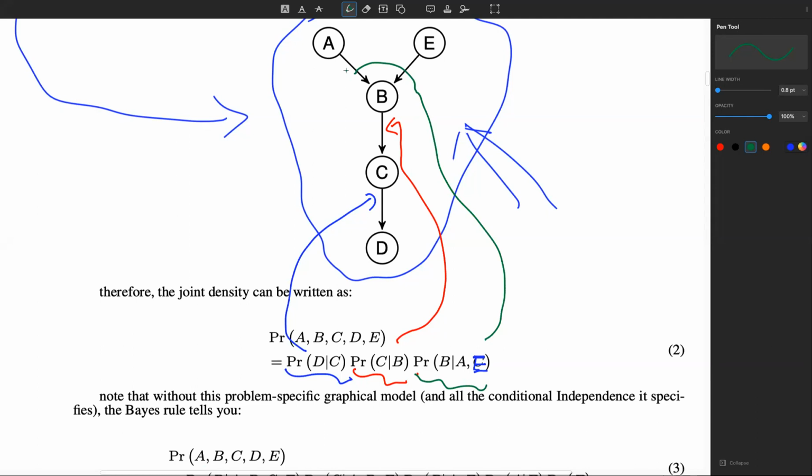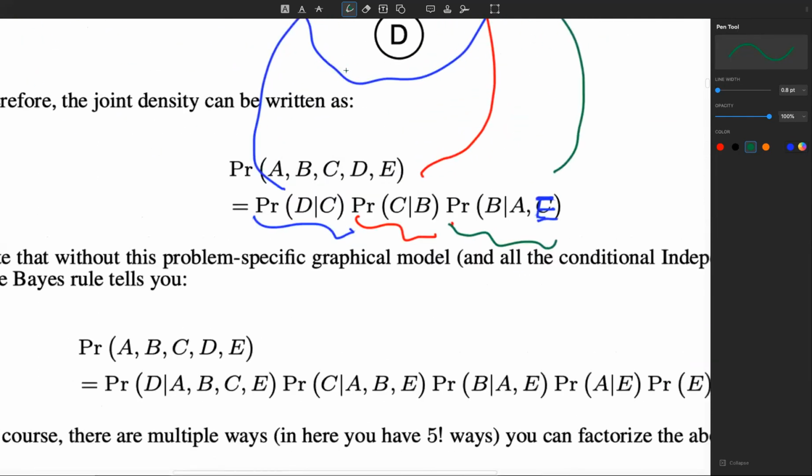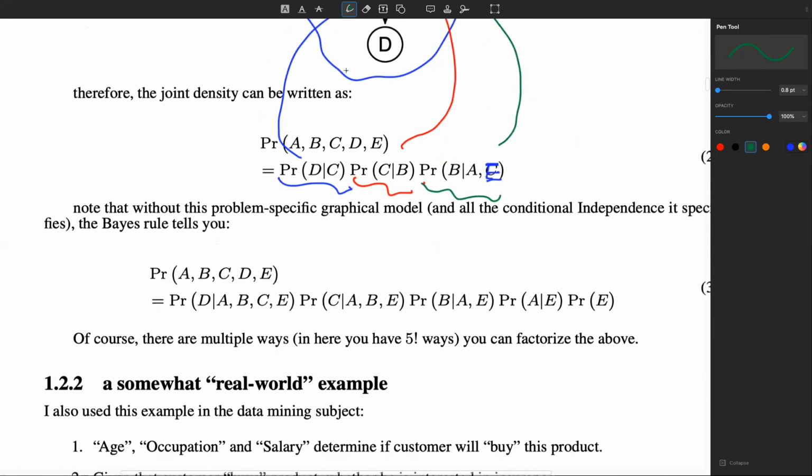Easy? All right. So like I said, if you expand it out without actually knowing your probabilistic graphical model, this is what you have to do. Like this is what you have to do, okay?